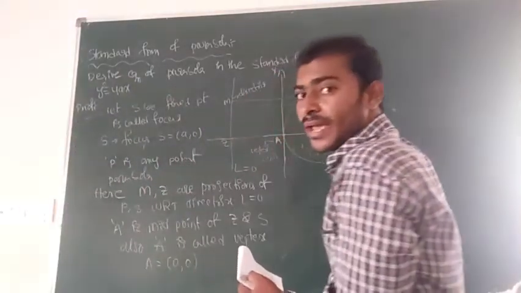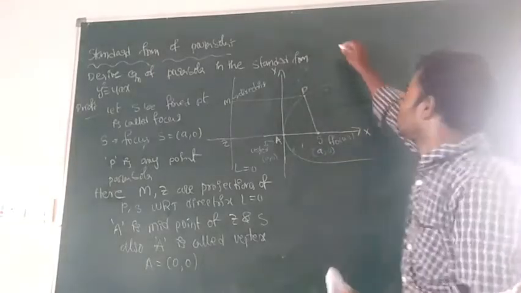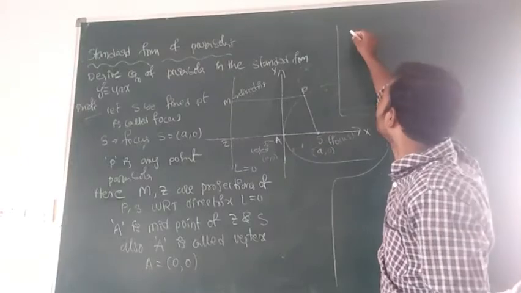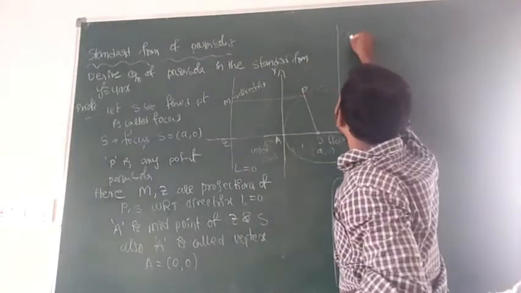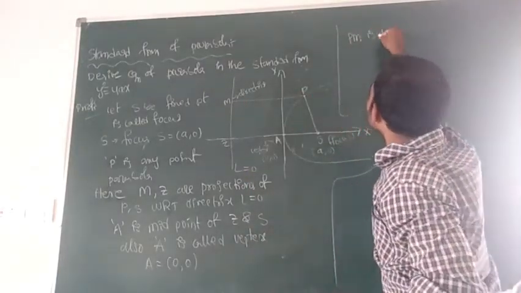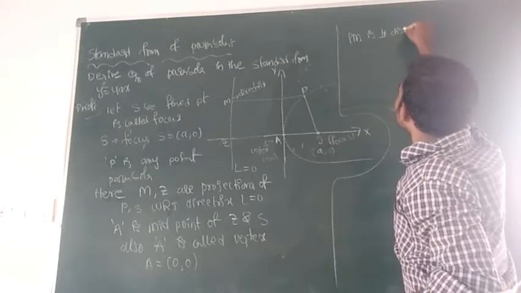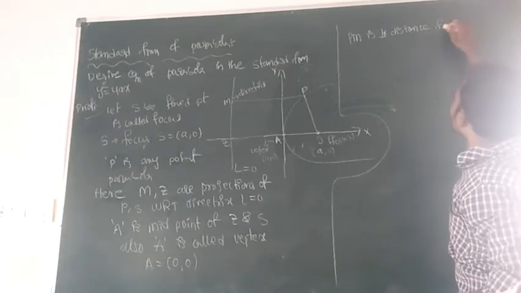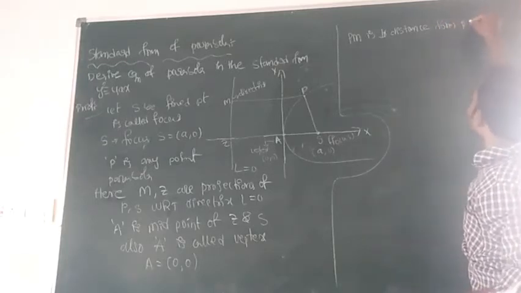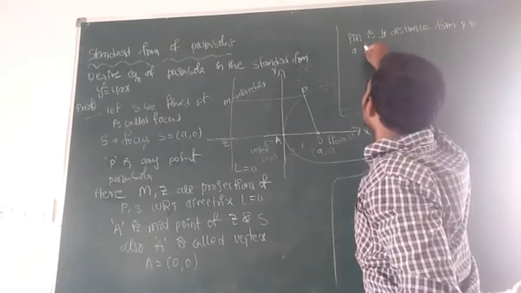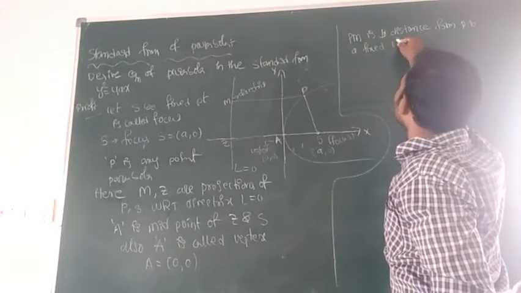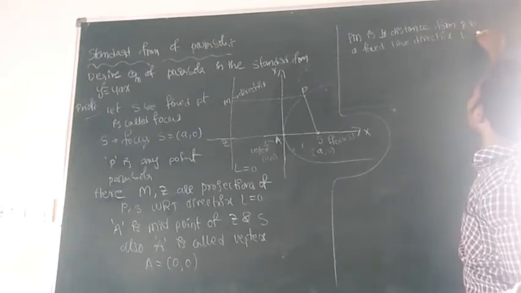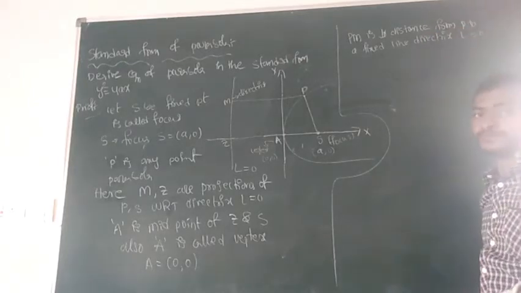Now, from this diagram, PM is the perpendicular distance from P to a fixed line, the directrix. The fixed line is the directrix L equal to 0.